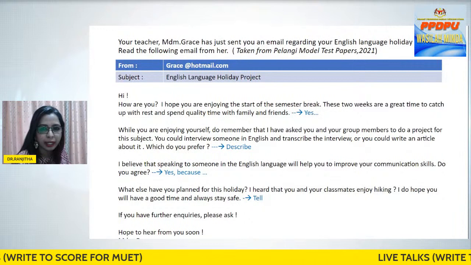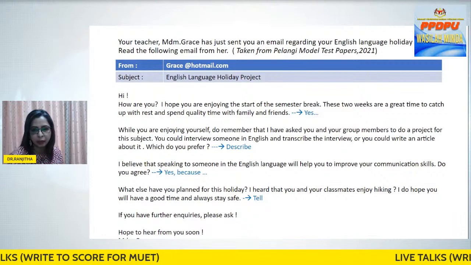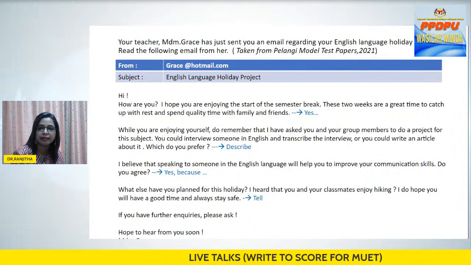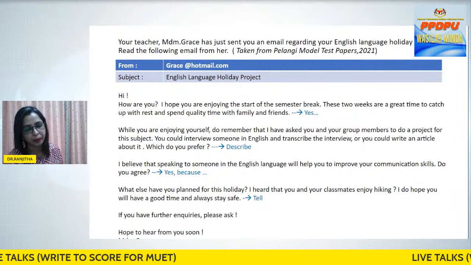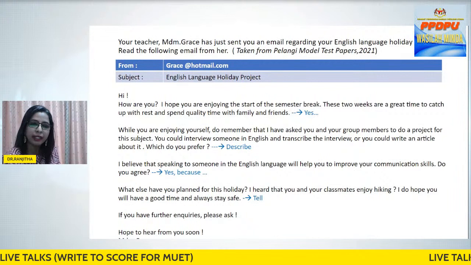So let's see. I am going straight into a sample question. I've taken this question from the Pelangi model test paper. This is just a model question, and let's see how you actually address the question paper in the first place. Bear in mind, if you are given an email, you should reply in the same manner, in the email format. If you are given a letter, therefore your reply should follow the letter format.